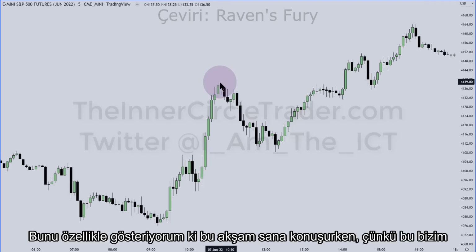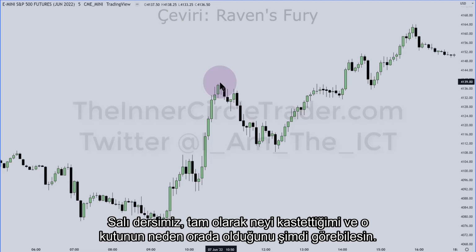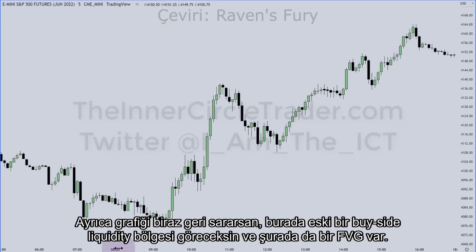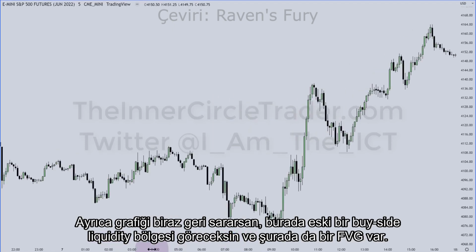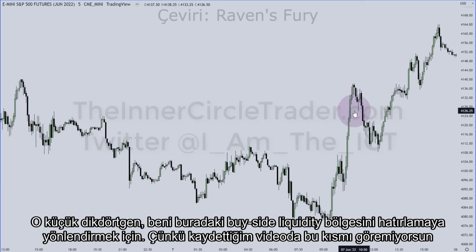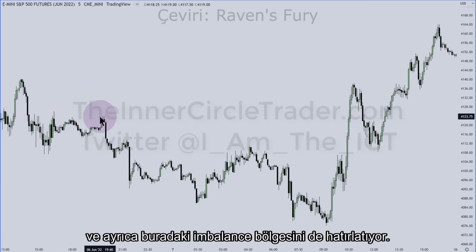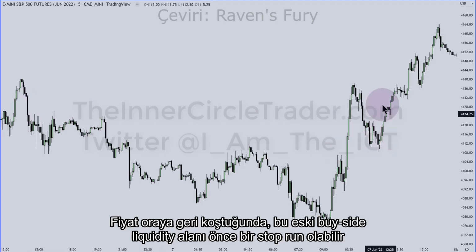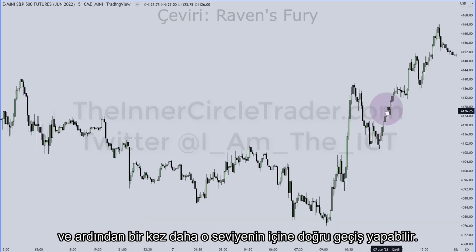I'm drawing reference to that so that when I talk to you tonight, because this is our Tuesday lecture, I'm showing you now what it is that I was referring to and why it was there. Also, if you scroll back over here, you'll see it's an old area of buy-side liquidity here, and it's a fair value gap over there too. So that little rectangle is drawing special attention, reminding myself that over here there's buy-side liquidity that is not showing in that video that I'm recording, and then that imbalance over here. So when it runs back up into that old area of buy-side liquidity, this might be just a stop run, and then they're going one more time passing into that level.